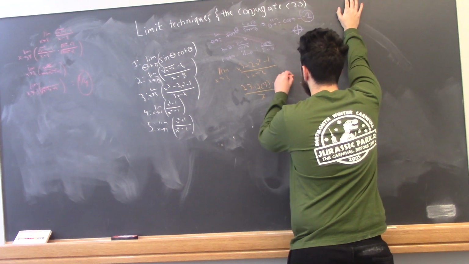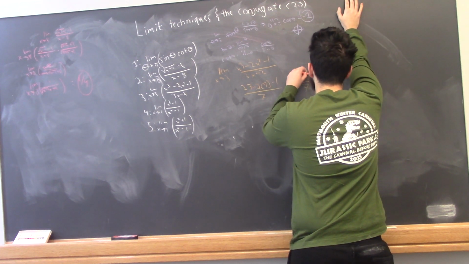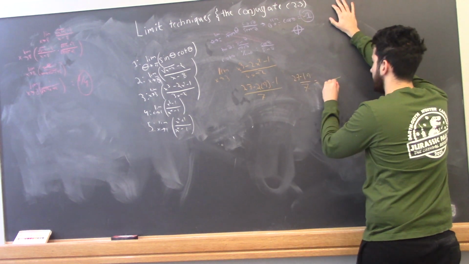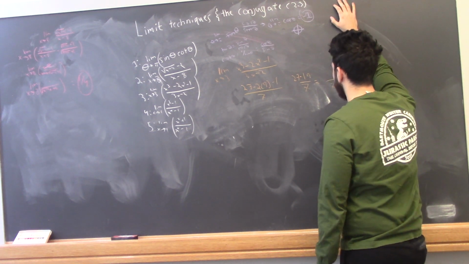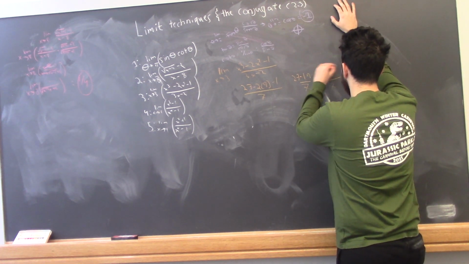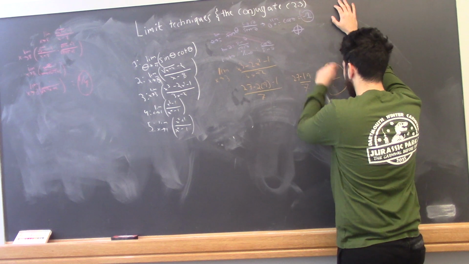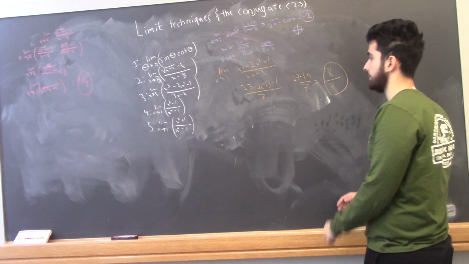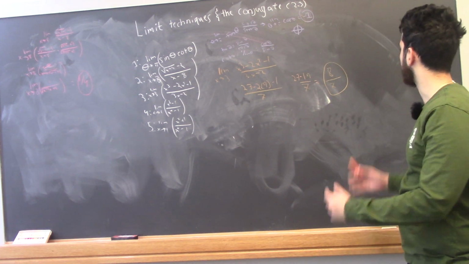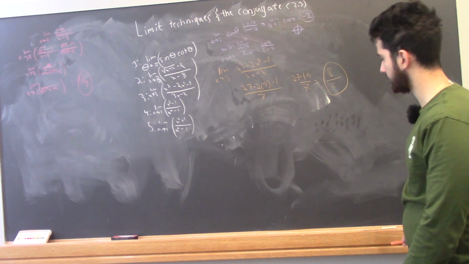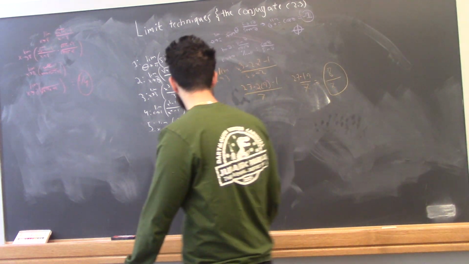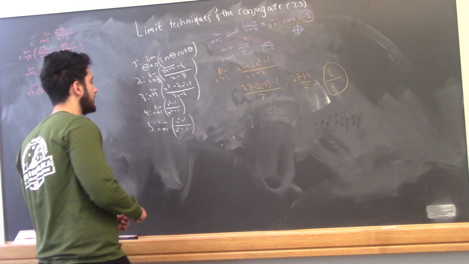We have 27 minus 19, right? I believe this becomes 8/7. Yep. So this limit, there's nothing special about it. You just plug it in, do your math right, you get 8/7. Wonderful. Cool. Okay, now let's do blue.